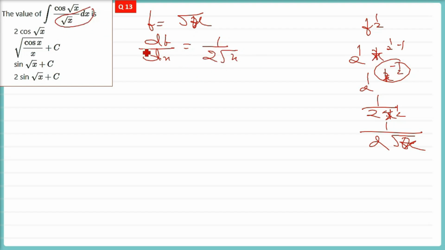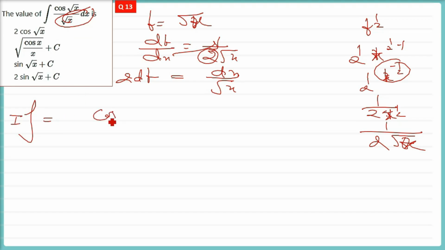Now this dx by root x is already there. So dx can be brought to the right. So dx by root x is actually twice of dt. So we have 2 dt here. Dx by root x is already there in the question. So this integration will become like this. This integration will be cos root x, which we have taken as t. So cos t, and dx by root x is twice of dt. So 2 you can bring there, dt here.